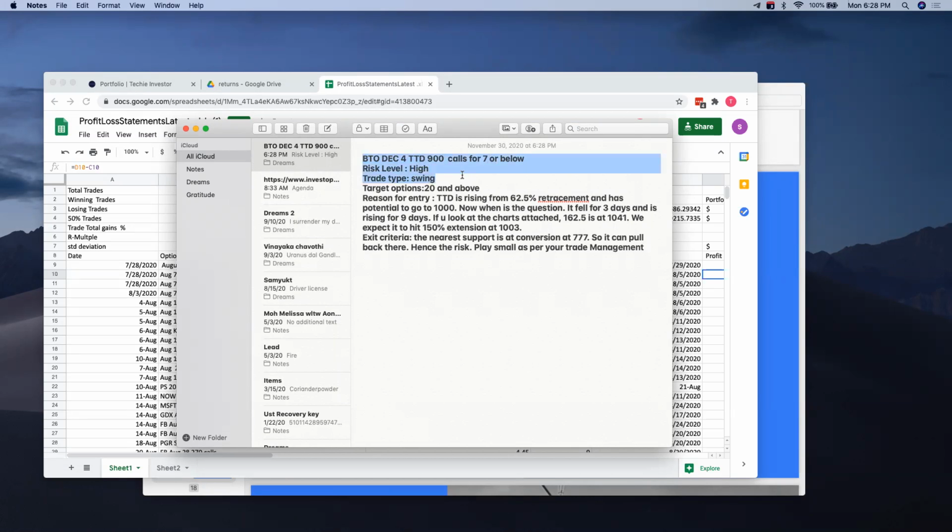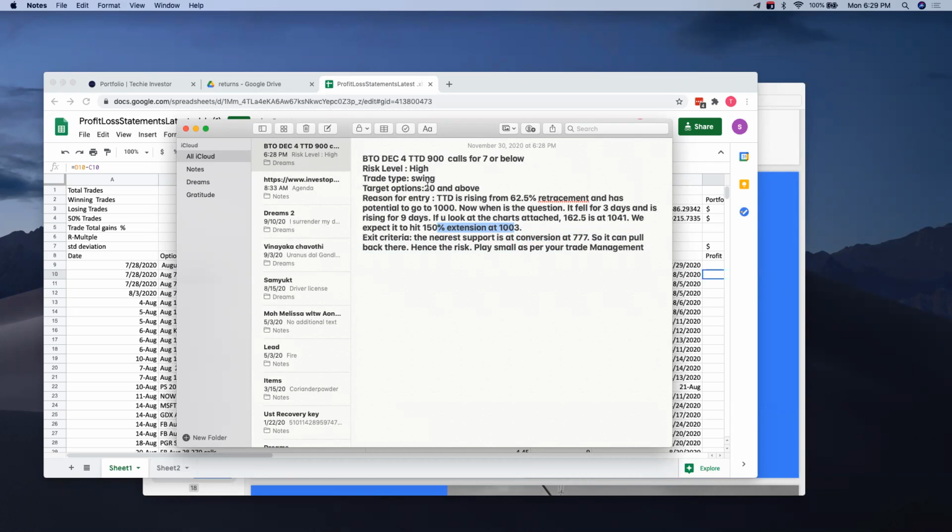Okay, if you see, this is the alert that first comes up, okay? When we say by December 4, TTD, 900 calls for 7 or below. I said risk level high because it's a very volatile stock and the ATR is very high. I mentioned why it is high, because the nearest support is at conversion at 777. When we entered, it was around 820 or something, right? So I told them what it is and how we expect it to go.